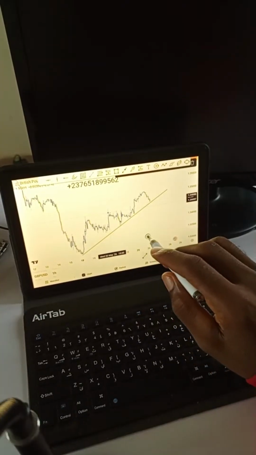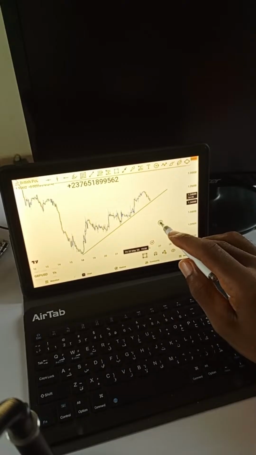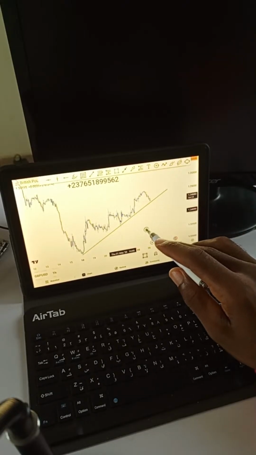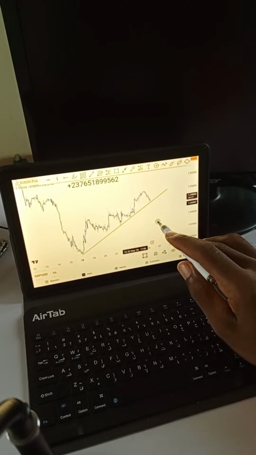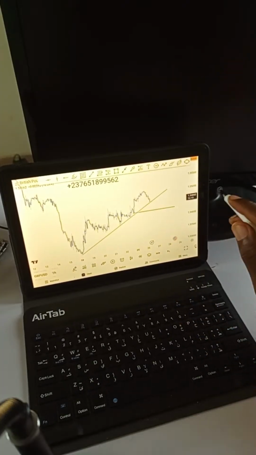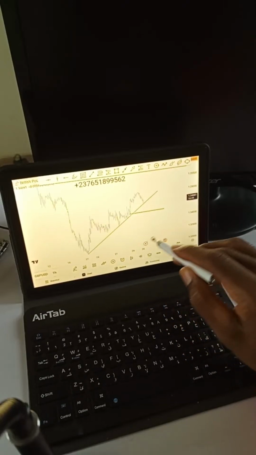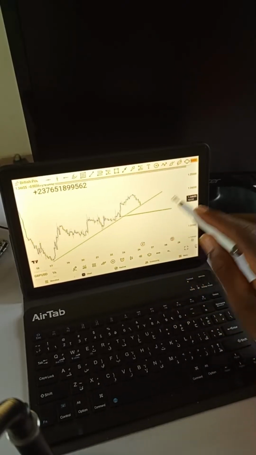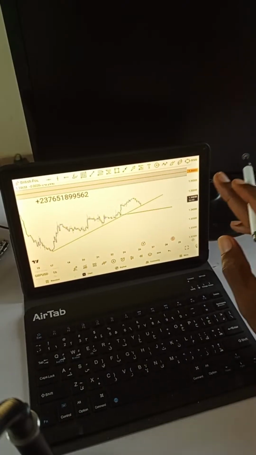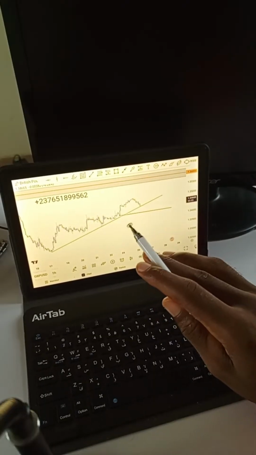price has to, let's just mark it the way I do with my students. Even if price takes out the zone, this is the zone that led to the change of character, but we can just mark out this one. Let price take out this and slip below. Then we know that at that point, truly, we should be looking for sales. But as of now, we are still very, very bullish on the 1 hour time frame.